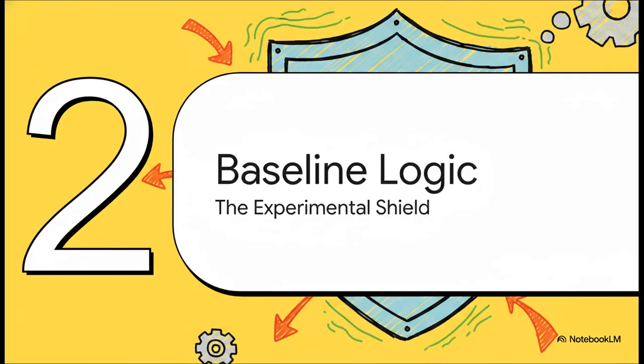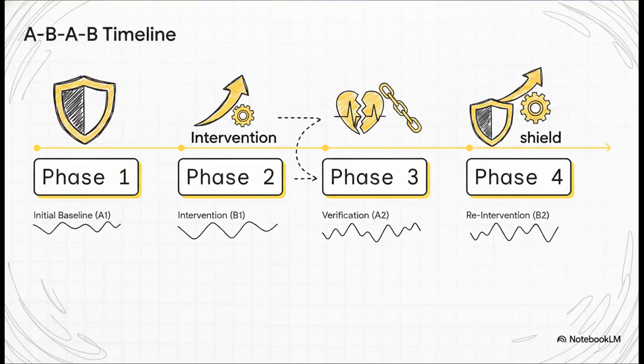Moving on to Section 2, Mastering Baseline Logic. In practice, your ultimate experimental shield looks a lot like this classic ABAB timeline. You start with Phase 1, your initial baseline A1. Then comes Phase 2, the intervention, or B1. Next is Phase 3, verification, which is A2, where we actually withdraw that intervention. And finally, Phase 4 is your re-intervention, B2.